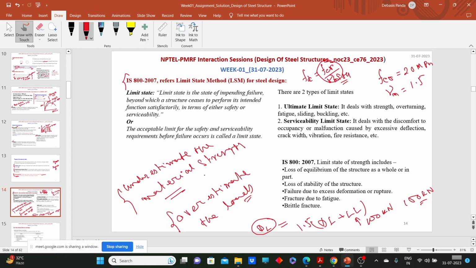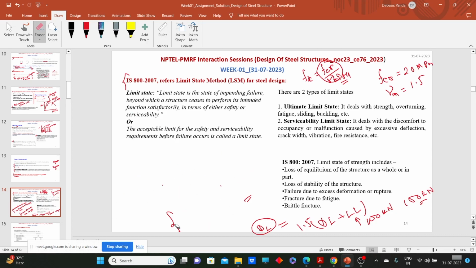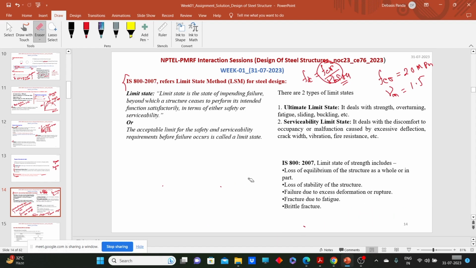Now come to what we call the limit state. So we all know that limit state is the acceptable limit of safety and serviceability requirement. Now safety and serviceability are the most important things with respect to a design engineer. If you need to design something, what first 2 or 3 factors do you have to consider? Tell me the first 2 or 3 factors that we need to consider during this design process.